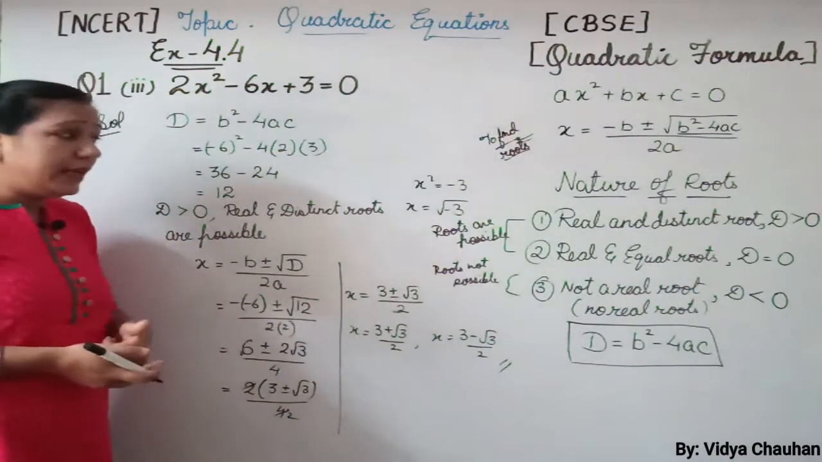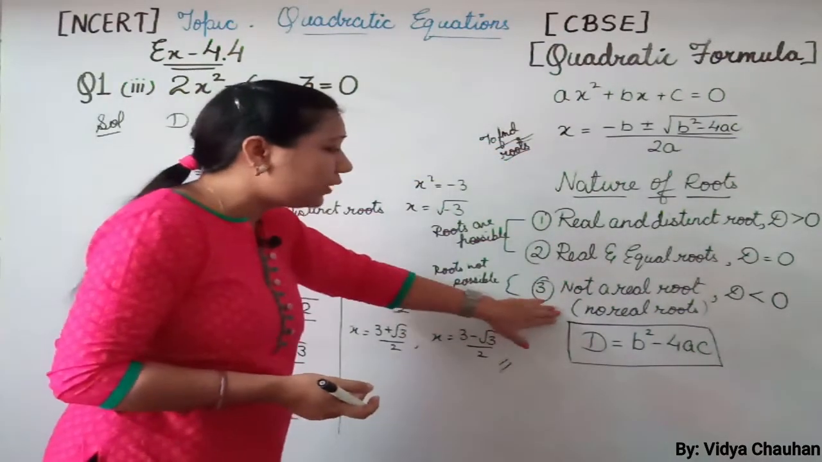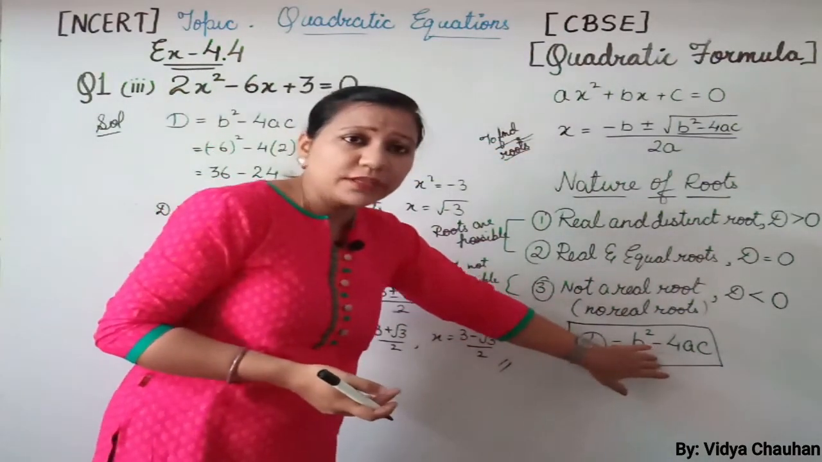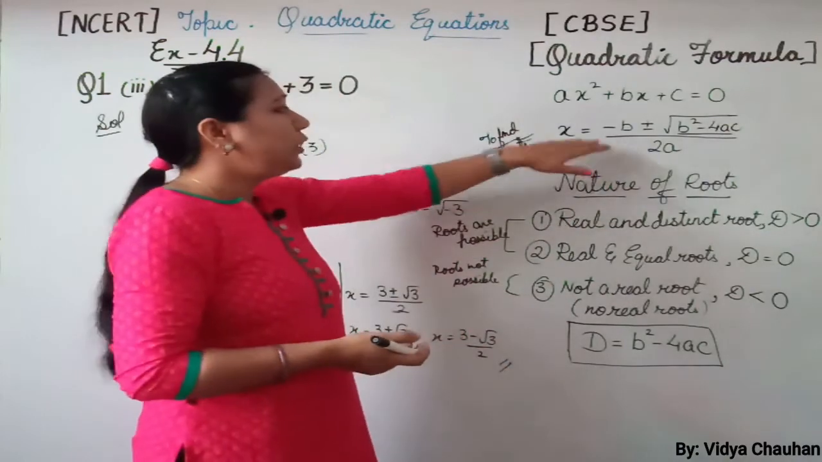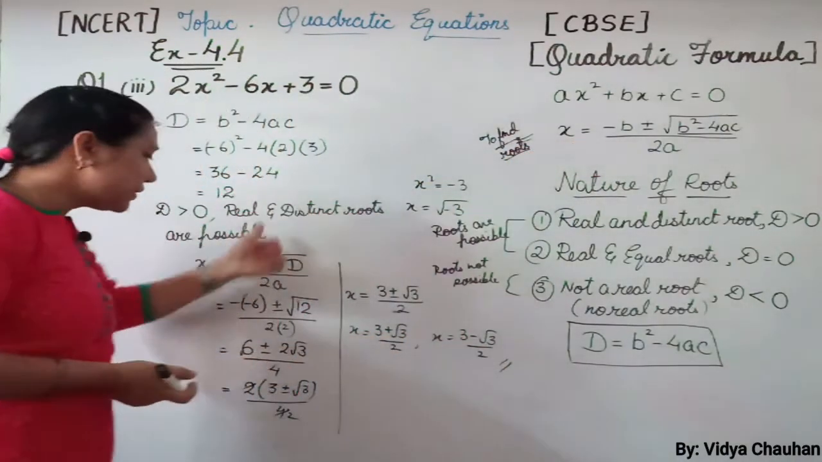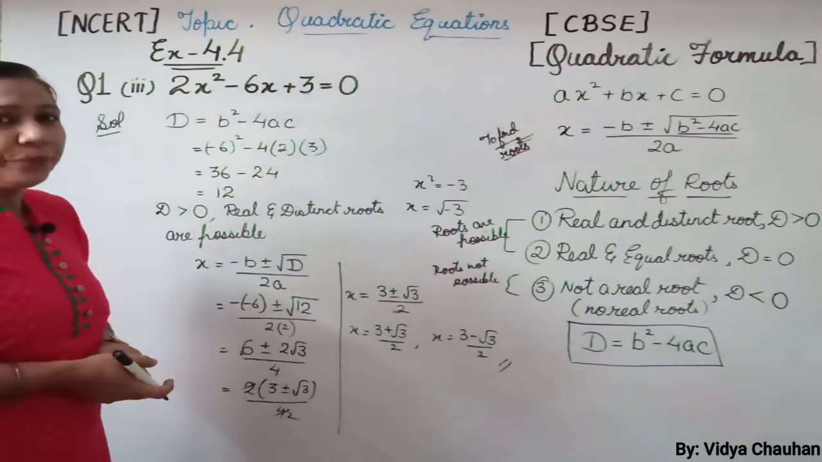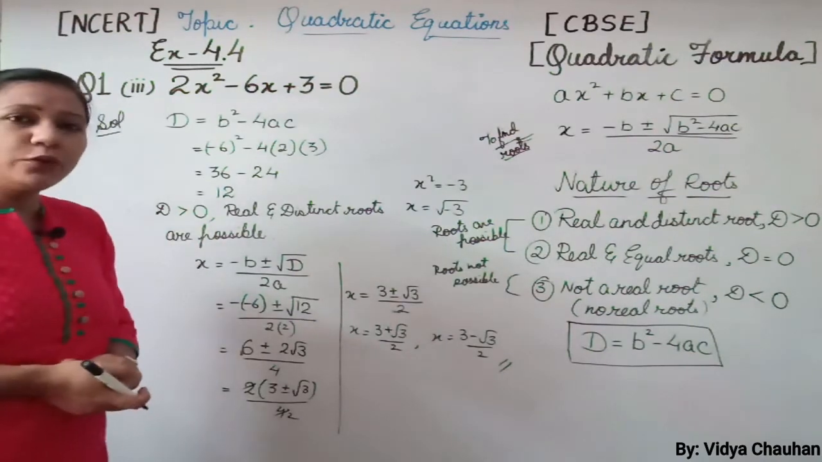Please students, take care that you first have to find the nature of the roots by finding the discriminant. After the discriminant, you can find the roots by using the quadratic formula. So this method is all about the quadratic formula.